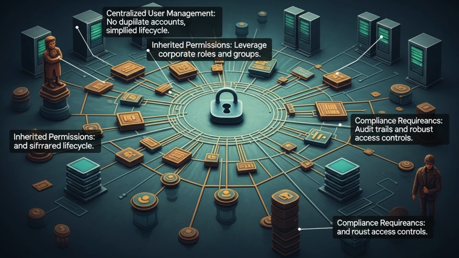Enterprise authentication solves three critical problems that directly impact adoption and operational efficiency. First, it ensures centralized user management, eliminating duplicate accounts and simplifying user lifecycle. Second, it provides inherited permissions, allowing you to leverage existing corporate roles and groups rather than recreating them. And third, it helps meet stringent compliance requirements, providing essential audit trails and access controls crucial for security and governance. This is about making your system an integral part of a company's ecosystem.